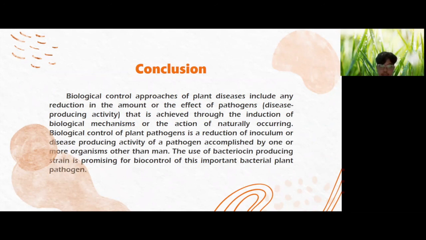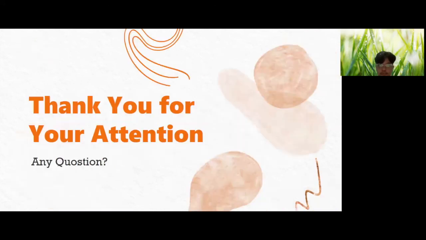Biological control of plant pathogens is a reduction of inoculum or disease-producing activity of a pathogen accomplished by one or more organisms other than man. The use of bacteriocin-producing strains is promising for biocontrol of this important bacterial plant pathogen.